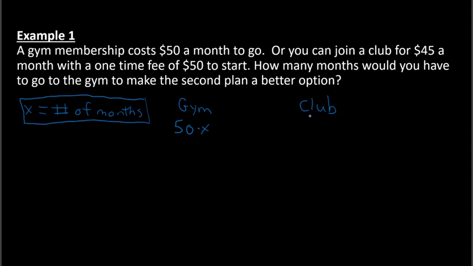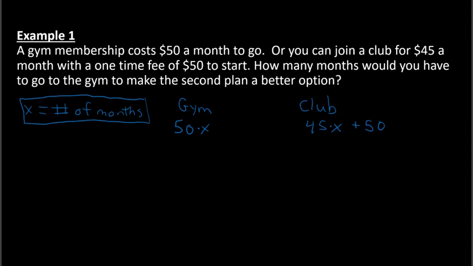The club, on the other hand, is $45 a month. So that would be 45 times x. But in addition to that, there's a one-time fee of $50. So it's going to cost an additional $50 to join the club. So at the beginning, the club is going to be more expensive because for month 1, you're paying 50 plus 45, which is 95 bucks. For month 1 with the gym, it's going to be 50 times 1, or 50 bucks.